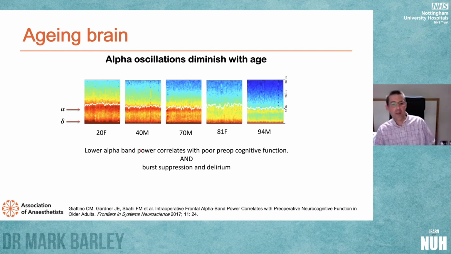This low band alpha power here correlates with poor preoperative cognitive function, as well as burst suppression and delirium, as we'll talk about in the remainder of the talk. This particular patient, though, just to mention, actually looks really good. To actually even be able to see an alpha band in somebody 94 is really good.